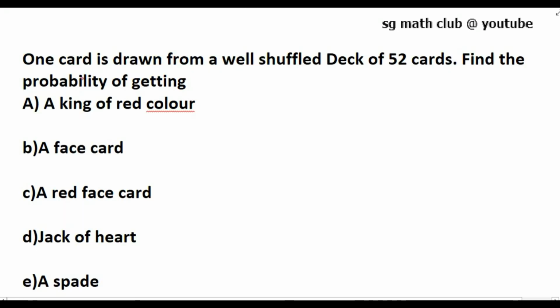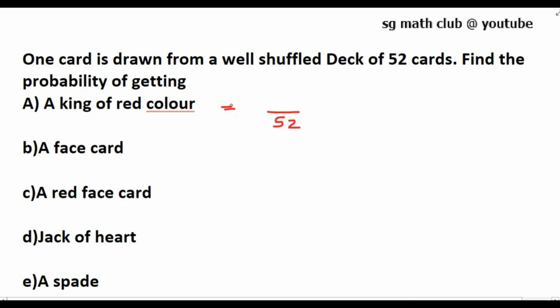Now let's see one problem based on this. One card is drawn from a well shuffled deck of 52 cards. Find the probability of getting a king of red color, a face card, a red face card, jack of heart, a spade. Now we know the formula for probability: number of favorable outcomes divided by total number of outcomes. So here the total number of outcomes is 52 because the total number of cards is 52.